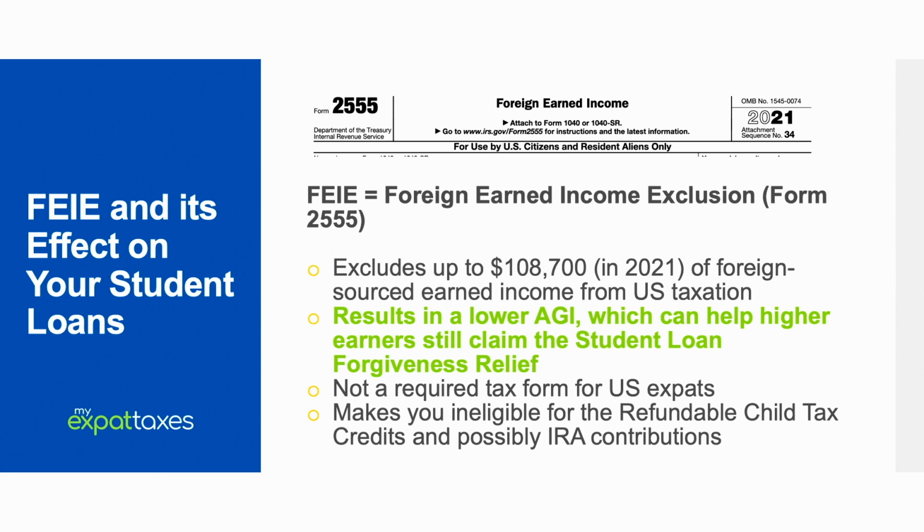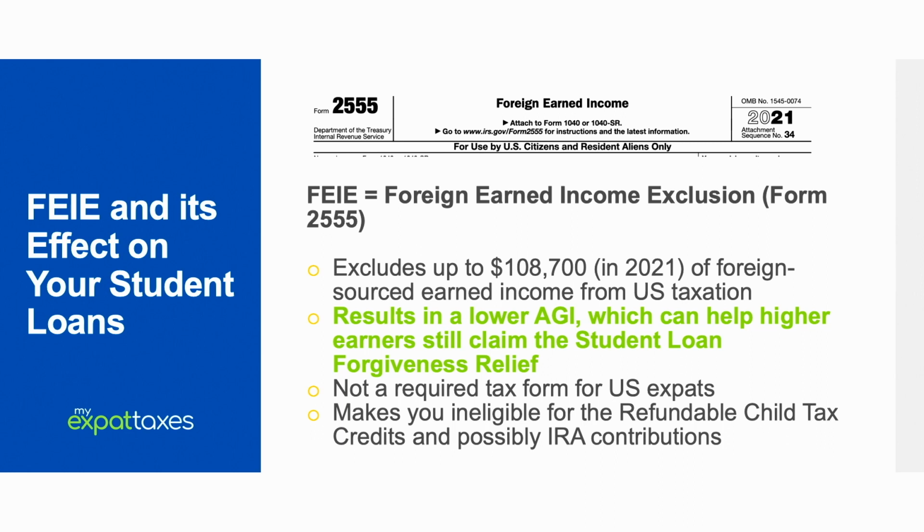I have been telling you 2555 is not great in terms of trying to get the refundable child tax credits, but it can be great in other ways. So say you don't have US children, you don't care about the additional child tax credit. You might want to use 2555 over 1116 to lower your adjusted gross income. So this helps you if you're a high earner.